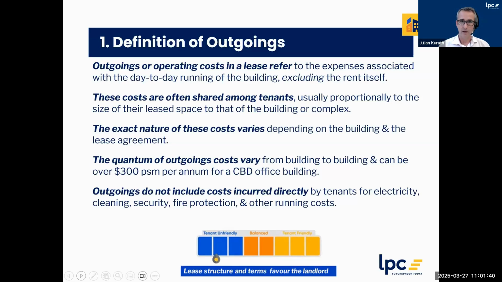The quantum of outgoings can vary and can be over $300 a square metre per annum for a CBD office building, so quite significant. Outgoings do not include costs incurred directly by tenants for electricity, cleaning, security, fire protection, and other running costs.